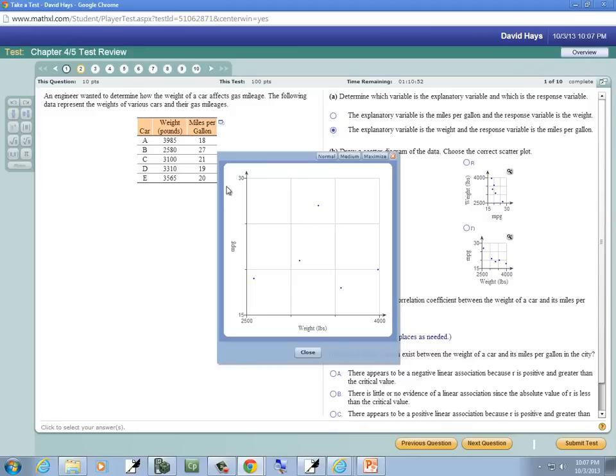Let's see, normal. Okay, that's 4,000. This is 2,500, so that'd be 3,000, 3,500. Okay, so I know where I'm at. 2580 and 27. That's 30. This is 15, so 20, 25, 30. Okay. So 2580, 27. That looks good there. And then this one would be about 21. Yeah, that looks about right. Okay.